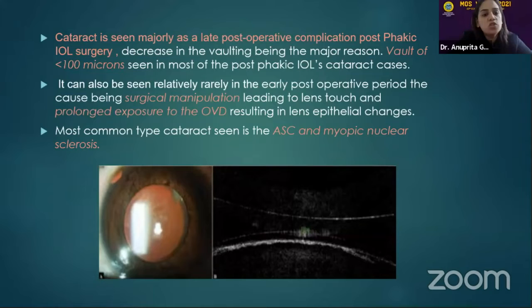So most commonly what is seen is the anterior subcapsular cataract. The next common is nuclear sclerosis. Because most of these patients are myopic, the myopic nuclear sclerosis is more commonly seen.